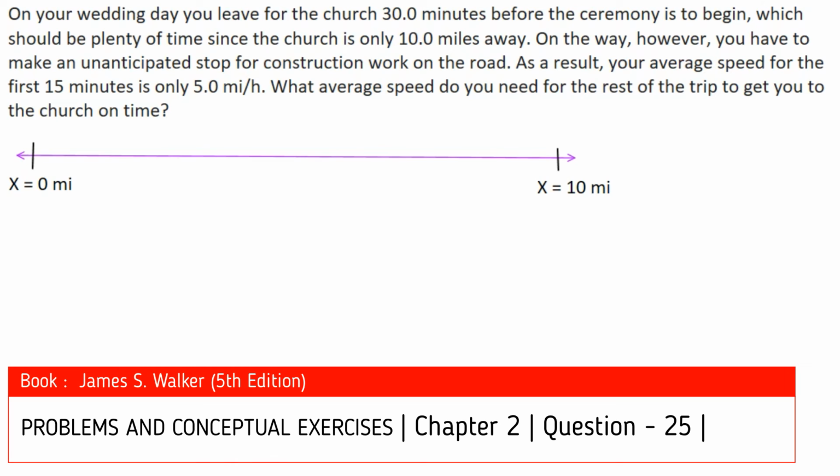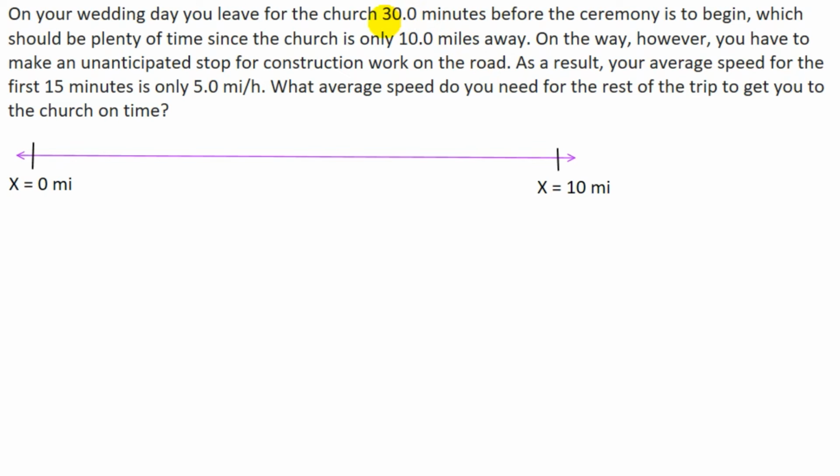So here in this question, we are given that on the wedding day, a person leaves for the church 30 minutes before the ceremony, and the church is 10 miles away from his home. Now due to construction work on the way to church, his speed for the first 15 minutes is only 5 miles per hour. Now we have to tell what should be the average speed for the rest of the trip so that he can reach the church on time. So this is the question.